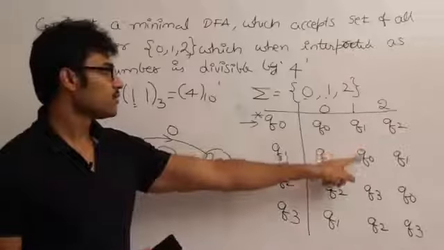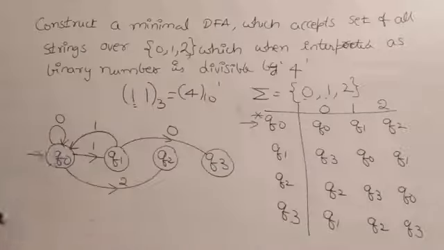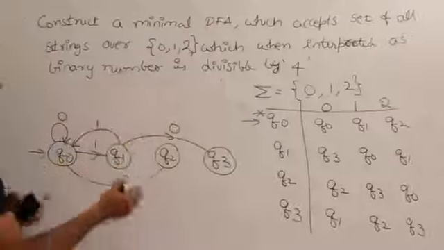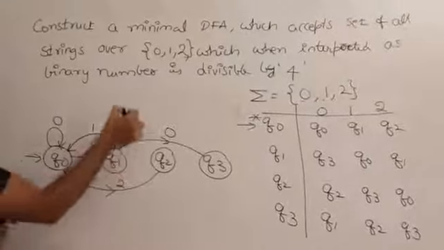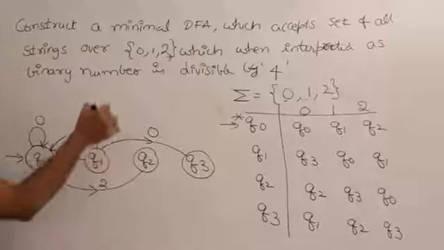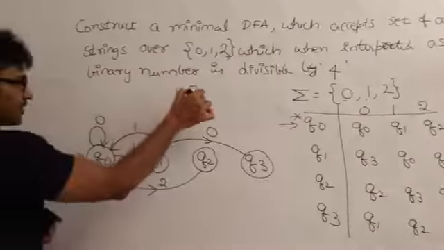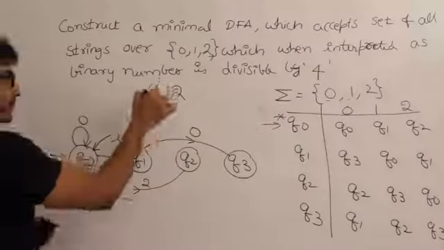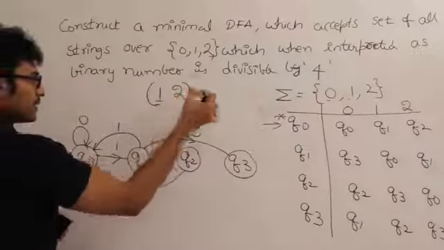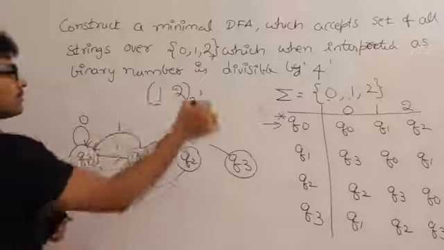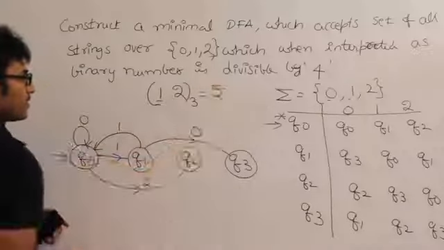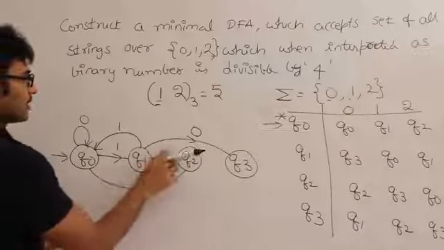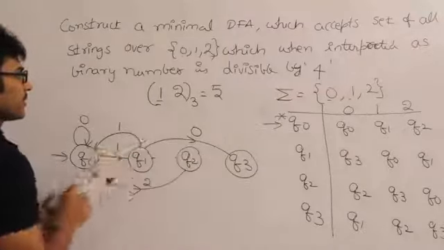Q1 on 1 is going to Q0. Fine. And on Q1 you can even see 2, which means I have reached Q1 by seeing 1, and now if I see a 2, it is nothing but 1 followed by 2. In ternary this is 3 into 1 plus 2, which is 5. So when I divide it with 4, the remainder is 1.